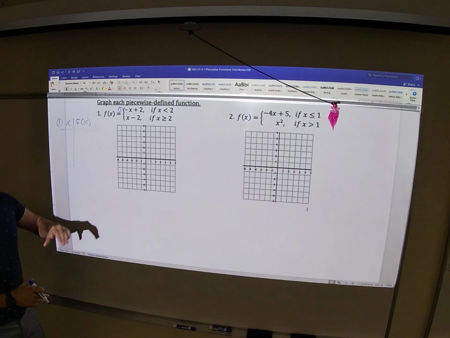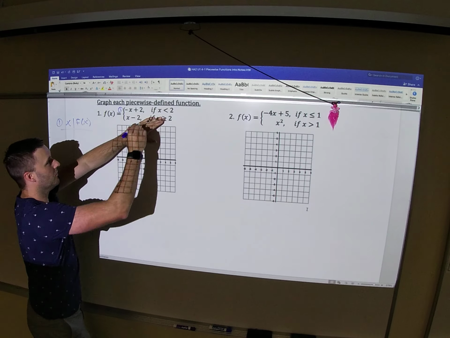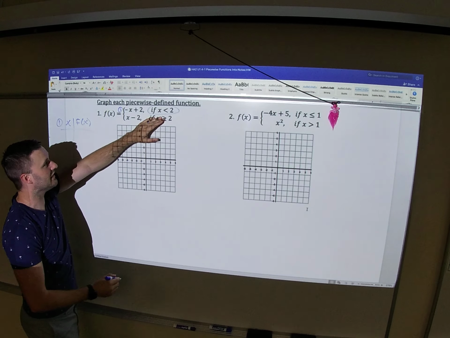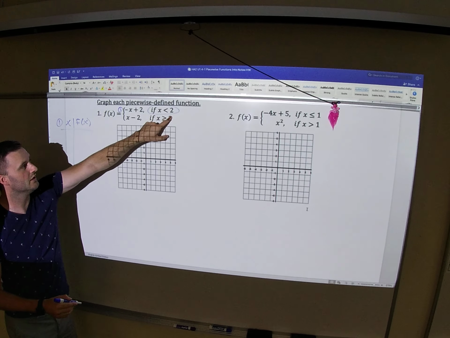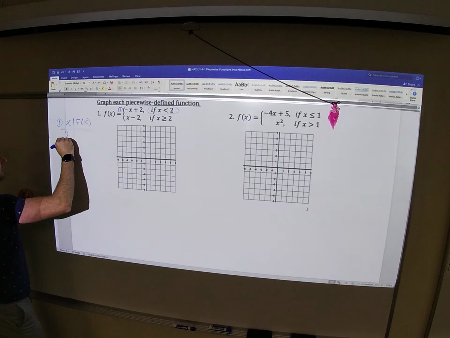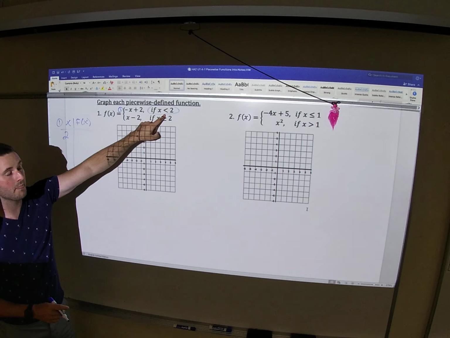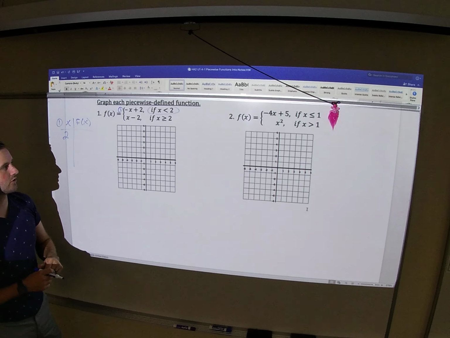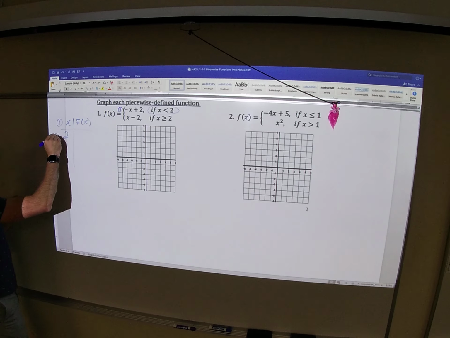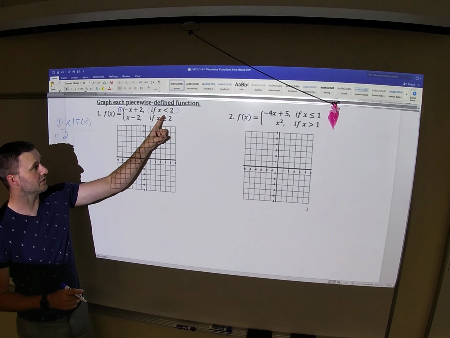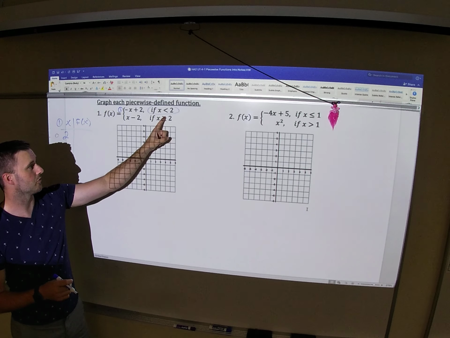And what I'm going to do is look to see where I start. Well, I start for all the values of x that are less than 2. So 2 is my starting point. Because 2 is my starting point, I'm going to make a note to myself. Am I going to use an open circle or a closed circle here? Because there is no equal to symbol here, I'm going to use an open circle.